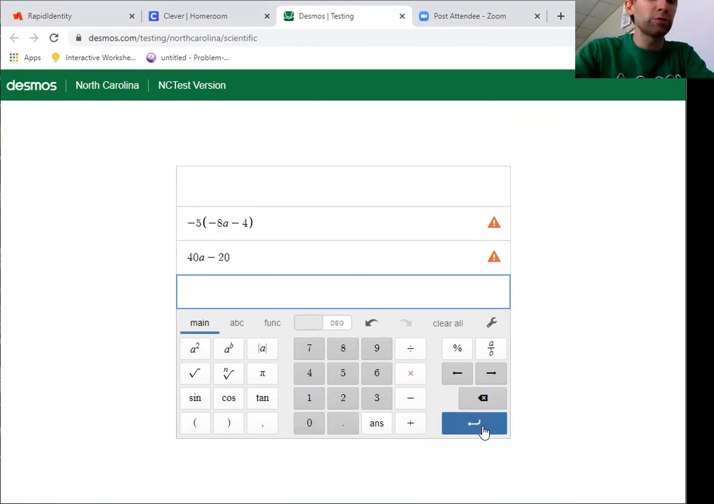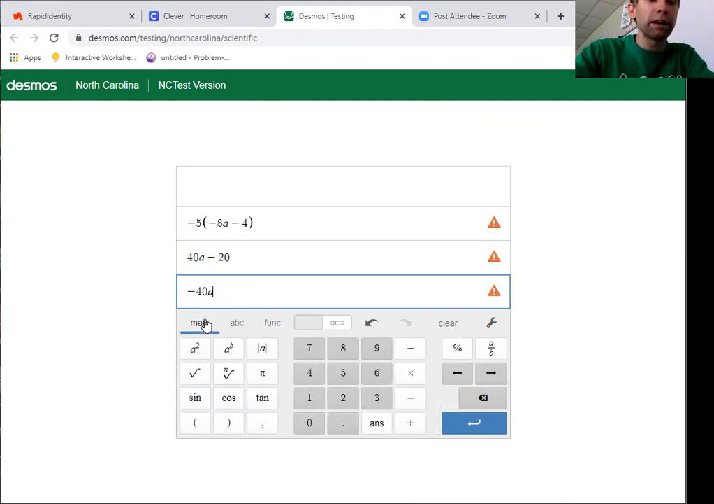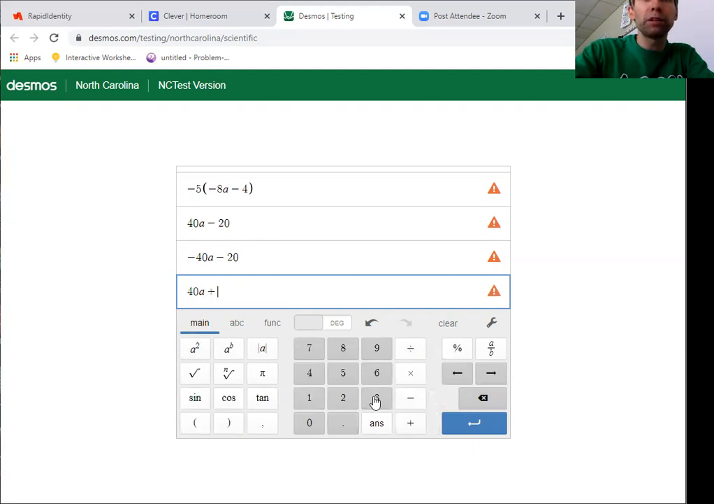My next multiple choice answer was -40a minus 20. So same thing I got right here. Just put a negative sign in the front. So -40a. Click ABC to get to A. Click main to get back to the original screen, and then -20. Next line, we got 40a plus 20. So 40, click ABC to get to A, and then plus 20.